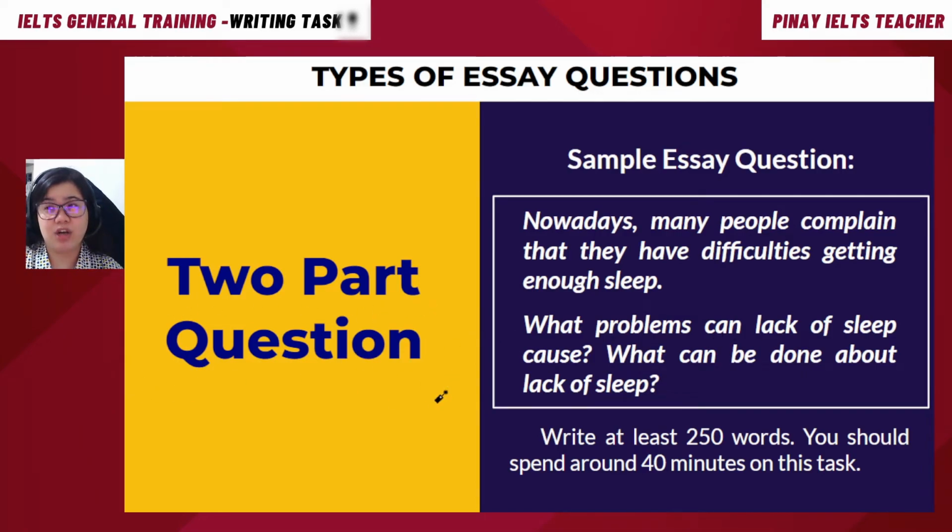So we just call it a 2-part question. Sometimes the questions are not coherent with each other. They're just really 2 questions being asked of you from that given essay question. So we call that a 2-part question. The first question is asking: what problems can lack of sleep cause? What are the problems that can arise from lack of sleep? That's the first question. The second question is: what can be done about it? So with these 2 questions, you now know that those will be your 2 main ideas, right?